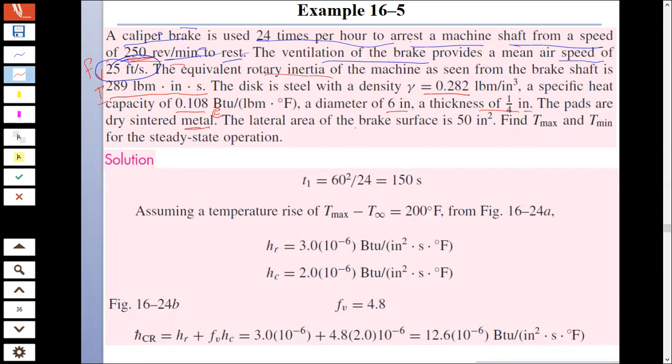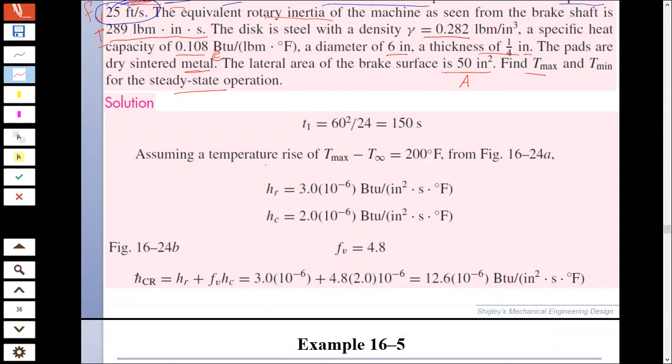Okay? The lateral area of the brake surface is 50 inch square. So A is also given to you. Find T max and T minimum for steady operation of the brake. Okay?